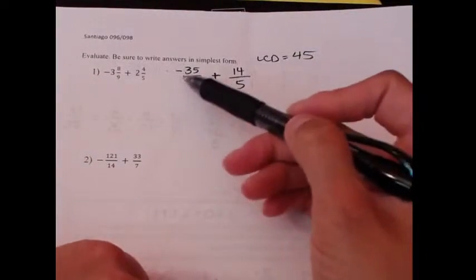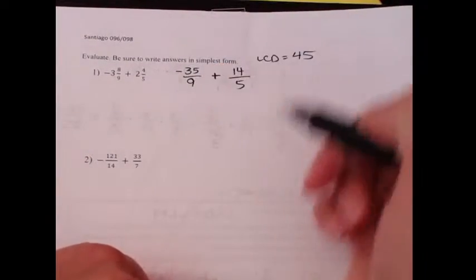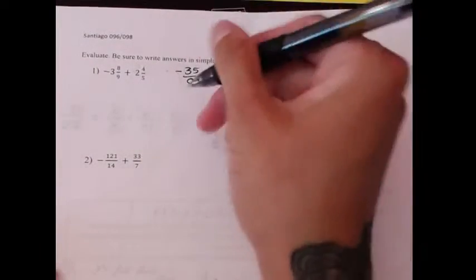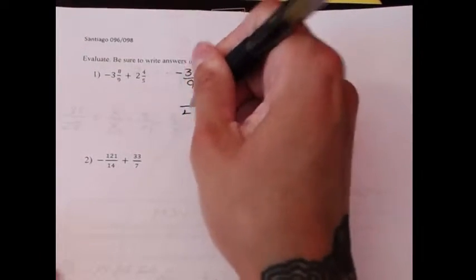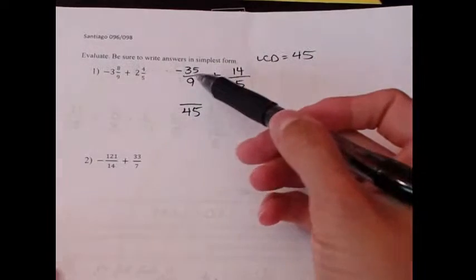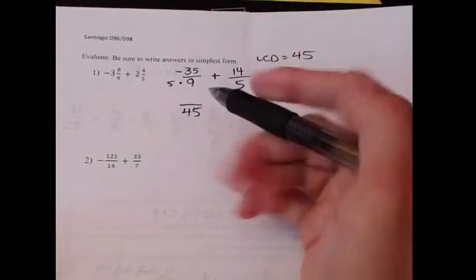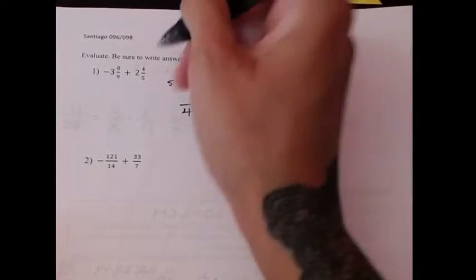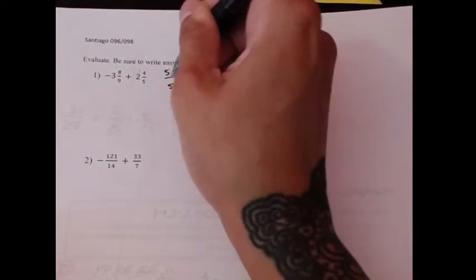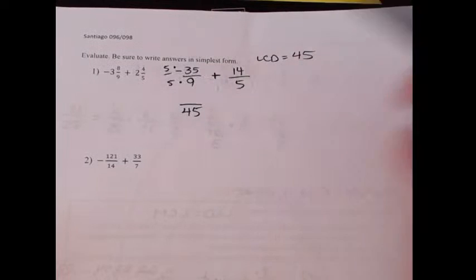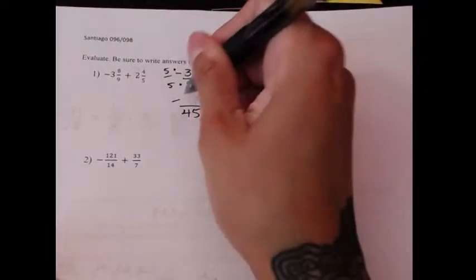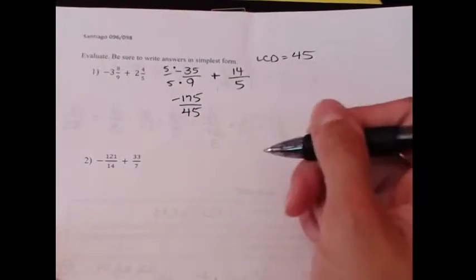So we want our denominators to become 45. So essentially we say, okay, if I want that 9 to be a 45, well, I have to perform an operation, and that is multiply it by 5. But what you do to the denominator, you must do to the numerator. Remember that you are essentially multiplying by 1. So now we have 5 times a negative 35, which is going to give us negative 175. So far, so good?